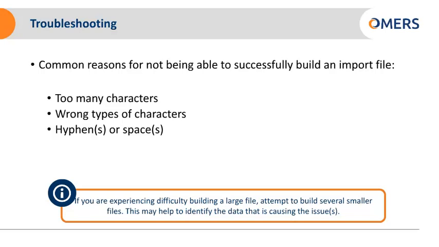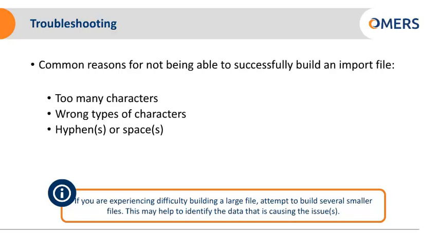Your file may not successfully build for the following reasons. You may have exceeded the maximum amount of characters permitted in a cell, used the wrong type of characters, for example numbers instead of letters, and/or inserted hyphens or spaces. With large files, it may be difficult to identify which cells are causing these errors. If you are experiencing difficulty building a large file, attempt to build several smaller files. This will help isolate the error.